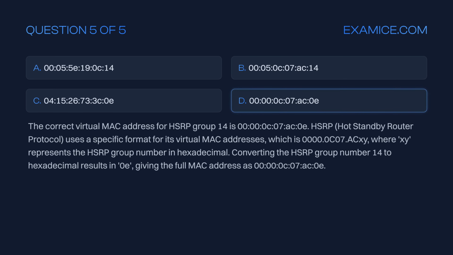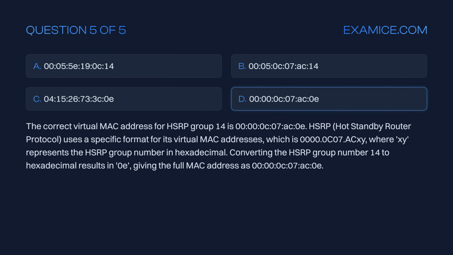The answer is option D. The correct virtual MAC address for HSRP Group 14 is 00:00:0C:07:AC:0E. HSRP uses a specific format for its virtual MAC addresses, which is 0000.0C07.ACXY, where XY represents the HSRP group number in hexadecimal. Converting the HSRP group number 14 to hexadecimal results in 0E, giving the full MAC address as 00:00:0C:07:AC:0E.